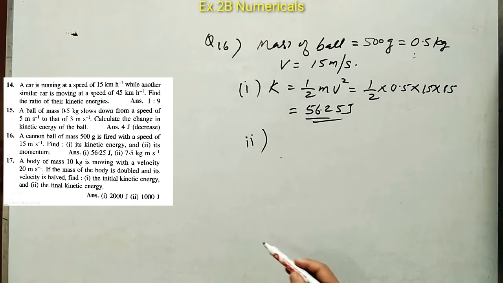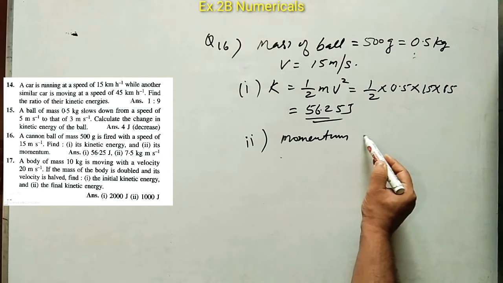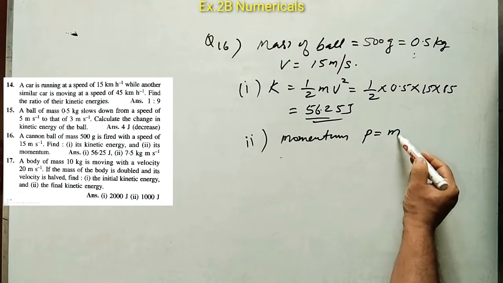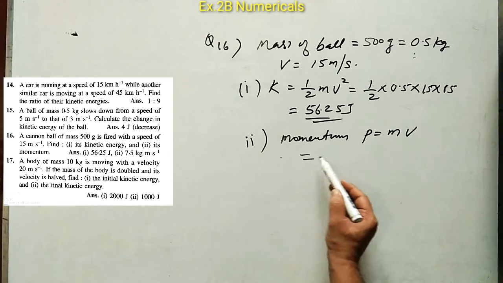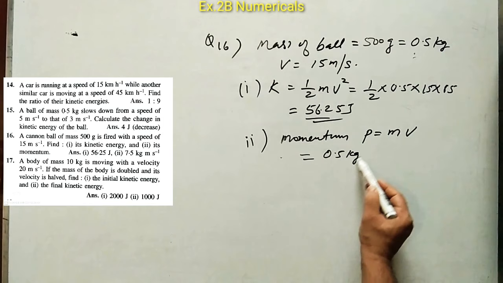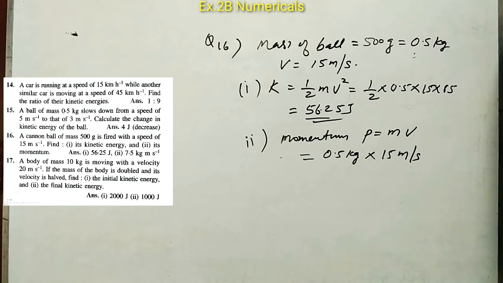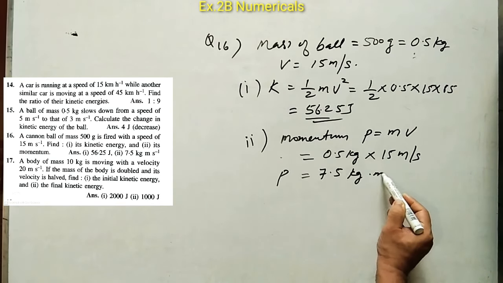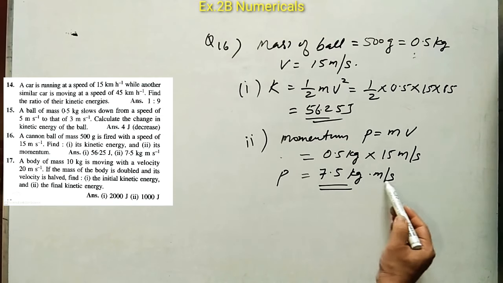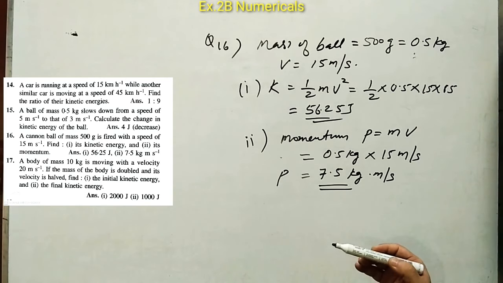The second part, you have to calculate the momentum of the ball. So the momentum is given as P is equal to product of mass and velocity. All of you know the formula of the momentum. Momentum is nothing but the product of mass and velocity. Mass is given there, 0.5 kilogram, into velocity, which is also given, 15 meter per second. So we are getting the value of momentum P is equal to, multiply and see, 7.5 kilogram meter per second. That's the unit of momentum, kilogram meter per second. So clear? It's a direct and basic problem. If you know the formula, you can easily do it.